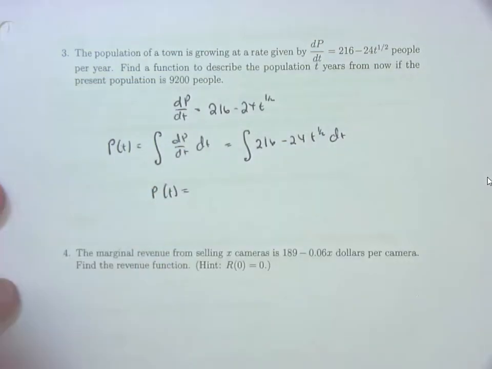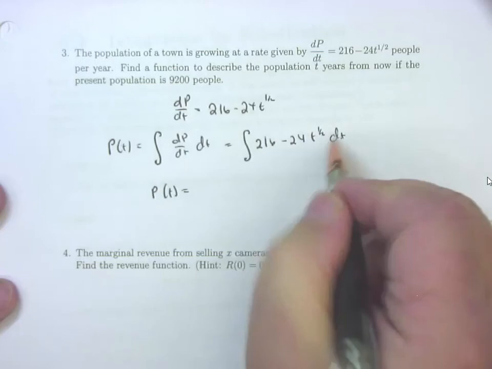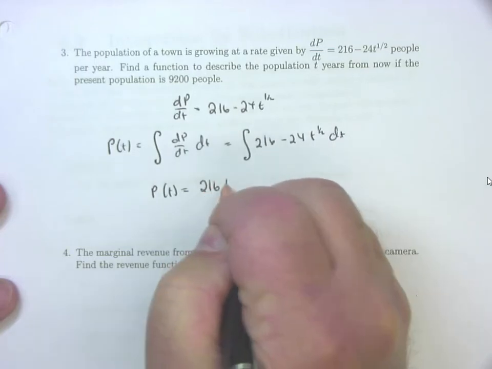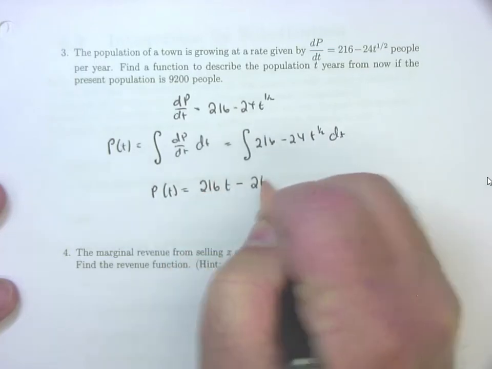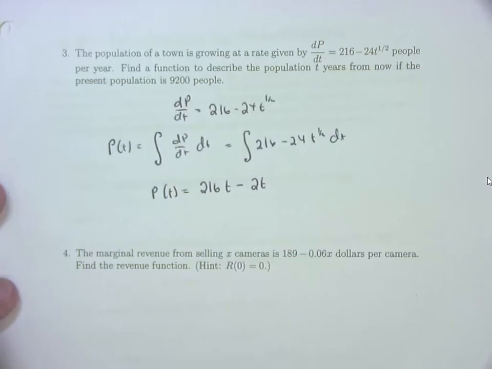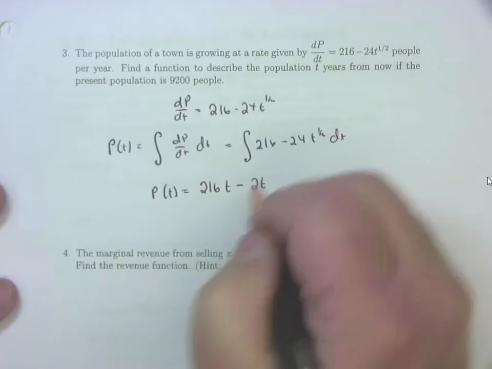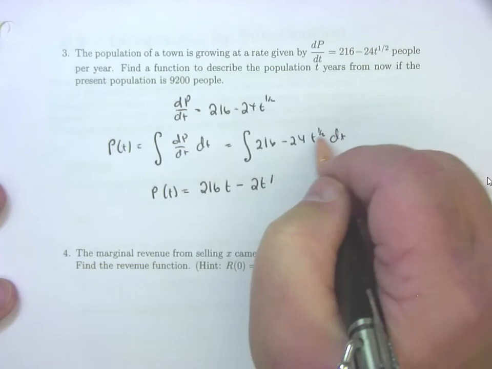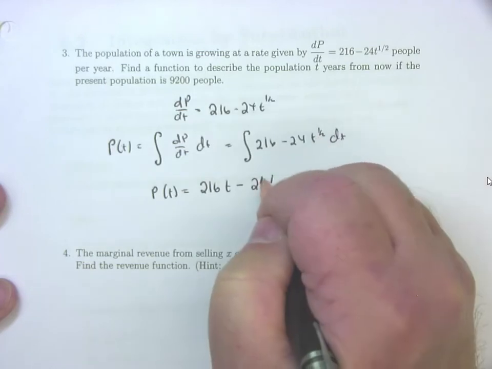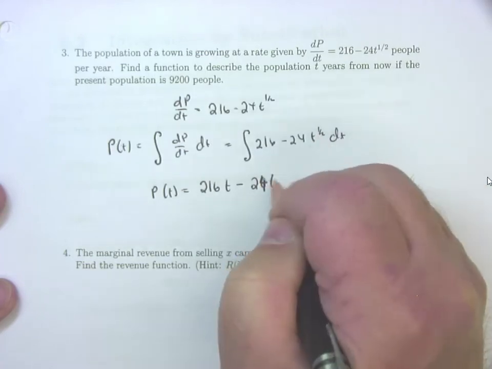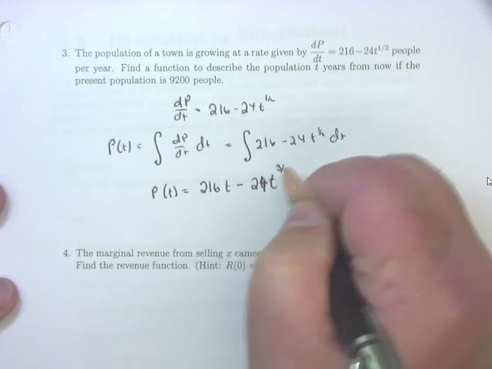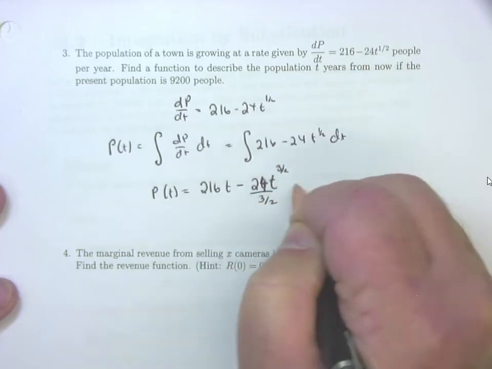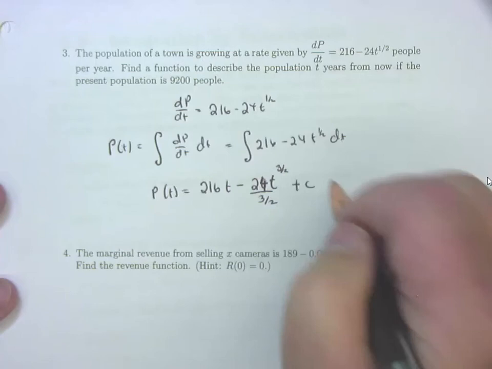So integrate. The integral of 216 with respect to t is 216t minus 24 is a constant. What's the integral of t to the 1/2? Add 1. 24t to the 1/2. You add 1, that'll be t to the 3/2 over 3/2. And one big plus c.